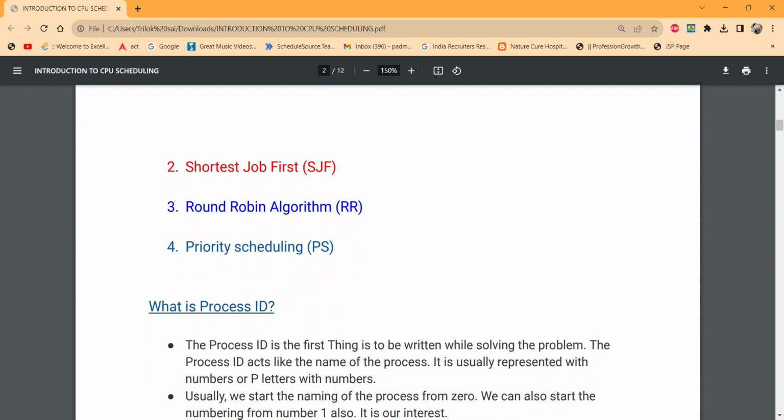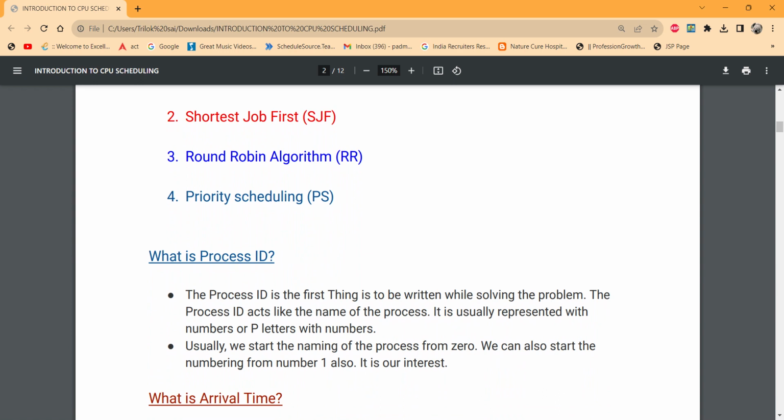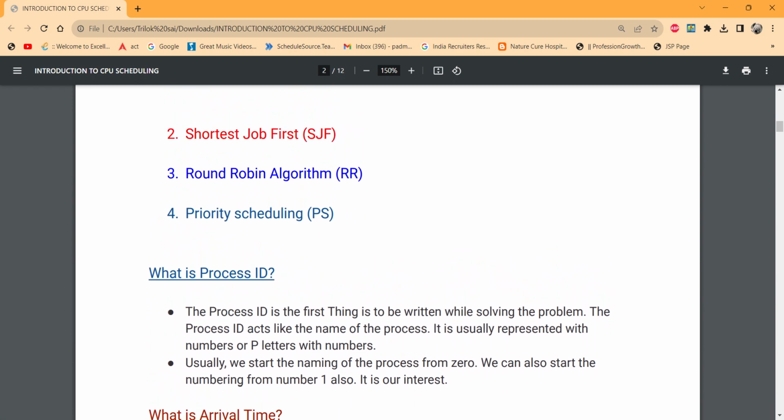Now moving on to these algorithms, you basically need to understand the meaning of some of the important terms that we will be using in the procedure for solving the problems. The first one is process ID. The process ID is the first thing to be written while solving the problem. Whatever algorithm you take, whether it may be a first come first serve problem, a shortest job first algorithm, a round robin or priority scheduling, to solve a particular problem, you need to know what is process ID. The process ID is the first thing that is to be written while solving the problem.